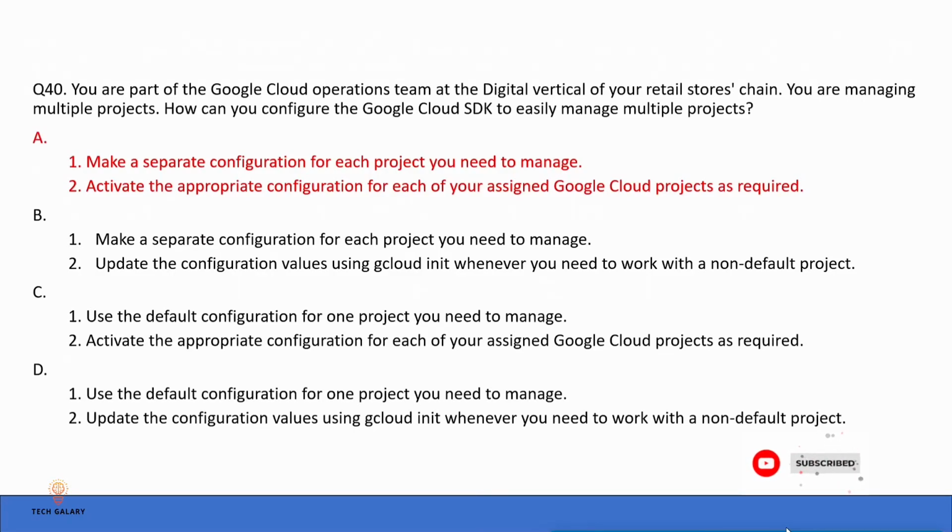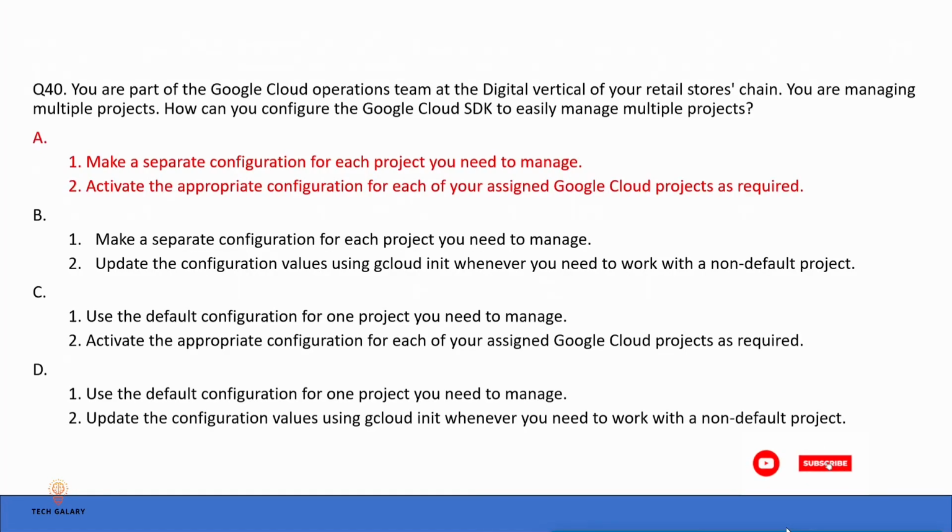Now let's take a look at option B. Make a separate configuration for each project you need to manage. Update the configuration values using gcloud init whenever you need to work with a non-default project. This option is not correct because if the configurations are created, then you don't need to run gcloud init to switch to a different config. So this method can be time consuming and inefficient when managing multiple projects since it requires manually updating configurations each time. So this option is not correct.